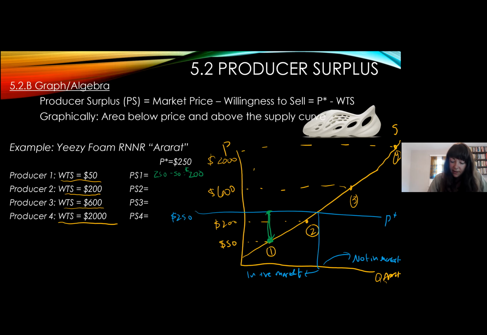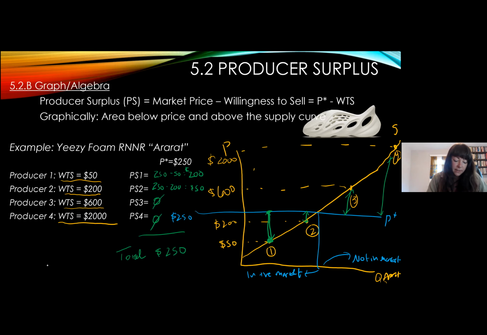For the second seller, it's $250 minus $200, $50 worth of producer surplus. For this seller, it is not negative $350 because we do not force them to sell the shoe. So they just opt out and take a zero, opt out and take a zero. So the total producer surplus, if there were only 4 people in this market, would be $250. This person is so not in the market.